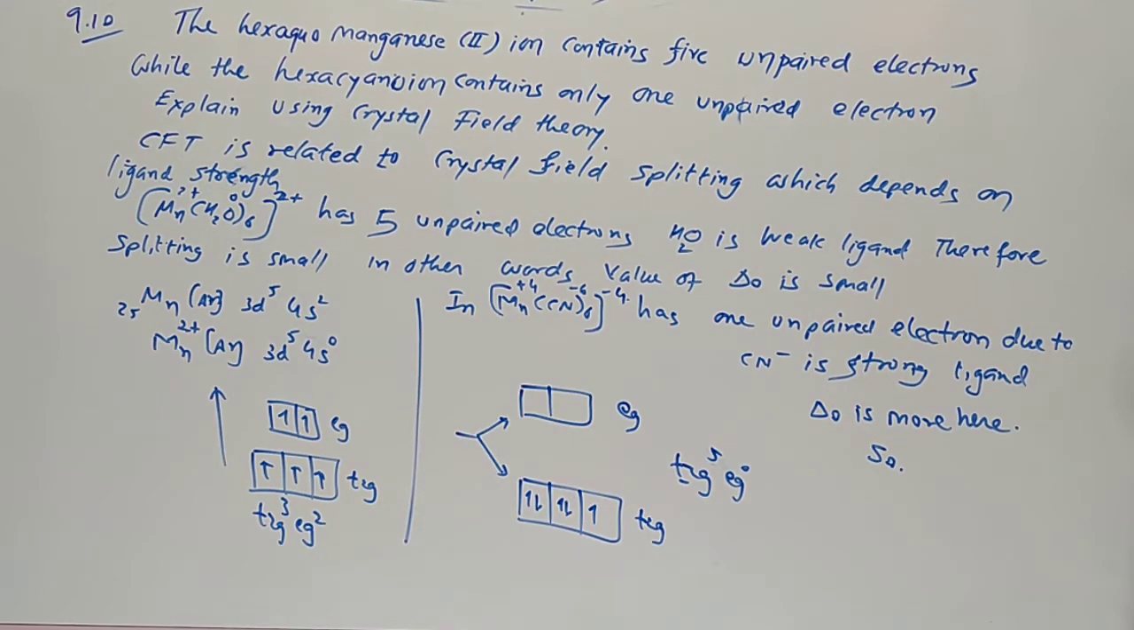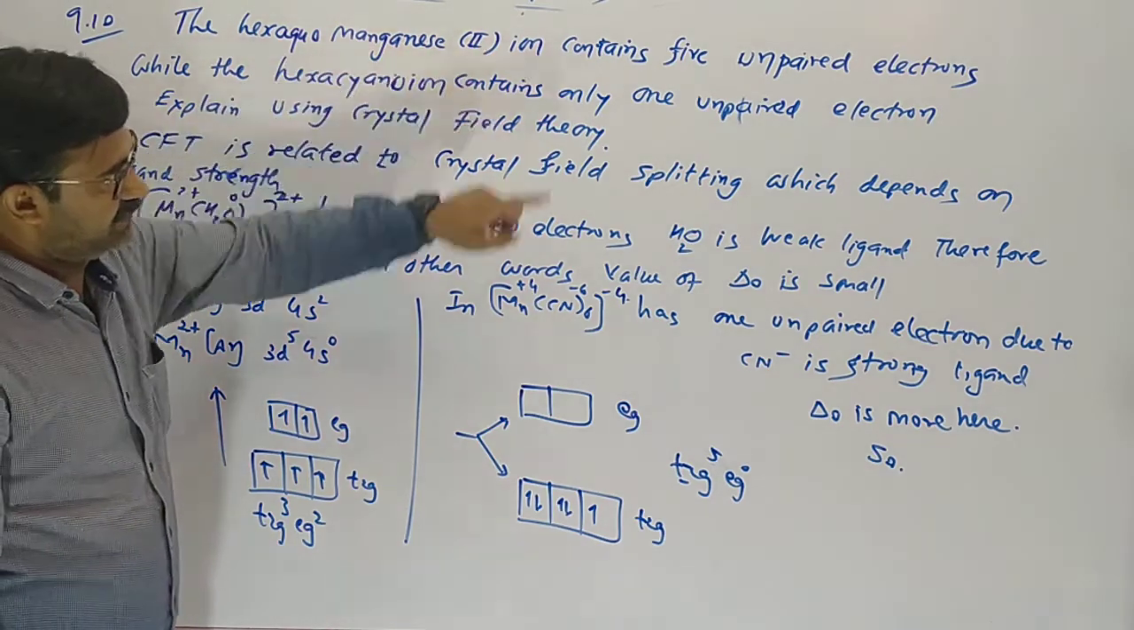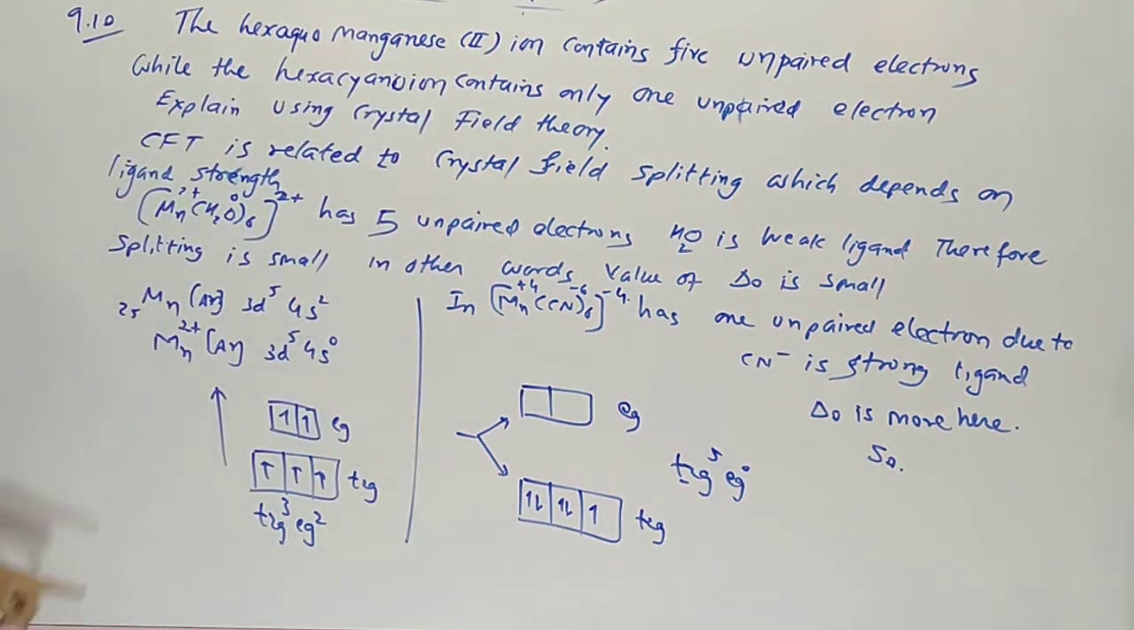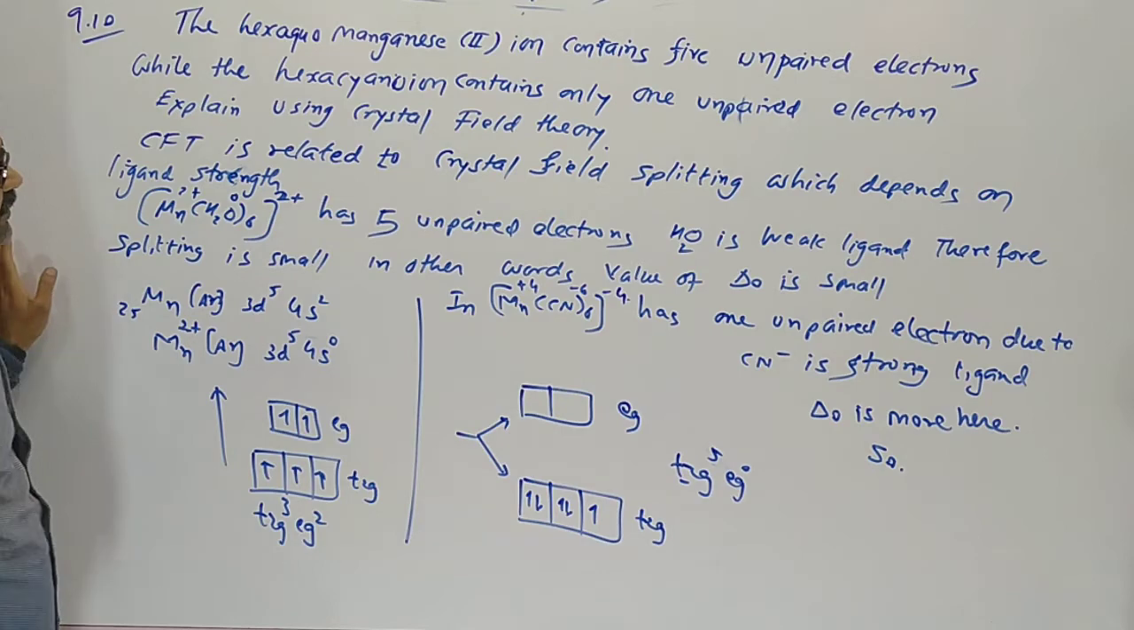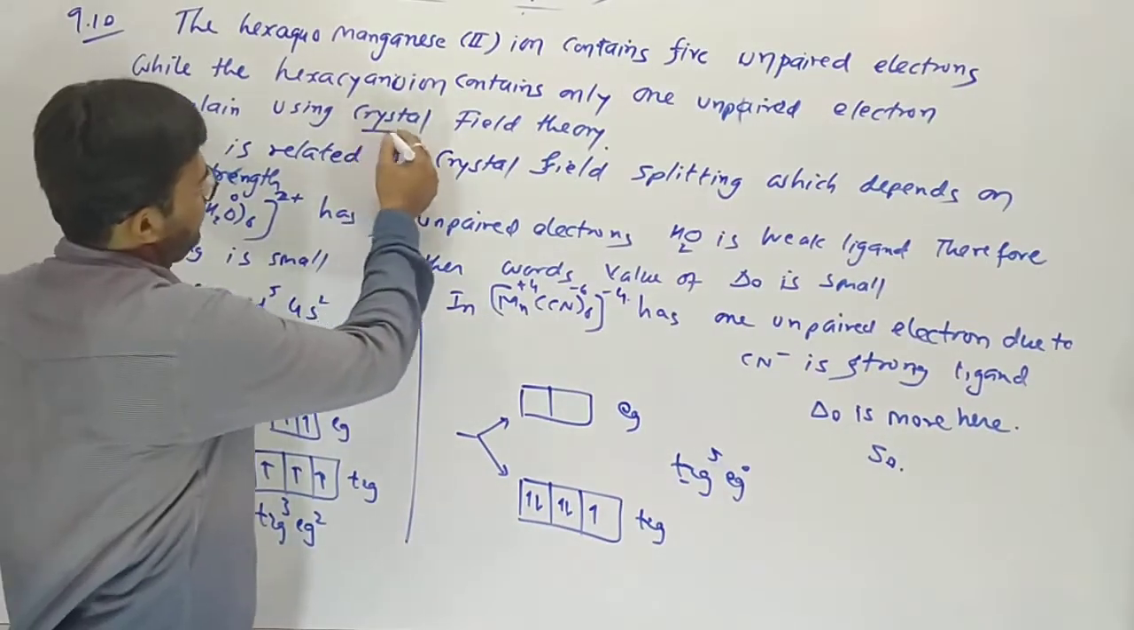Now 9.10, the last syntax question. The hexaaqua manganese(II) ion contains 5 unpaired electrons, while the hexacyano ion contains only 1 unpaired electron. Explain using crystal field theory.